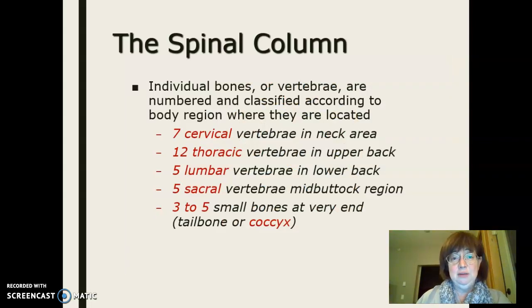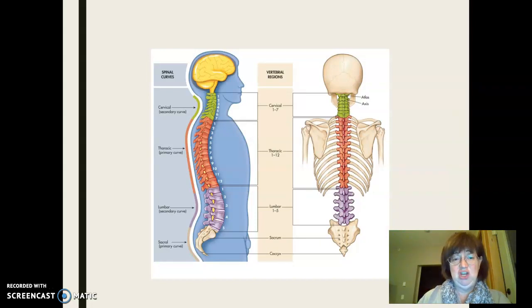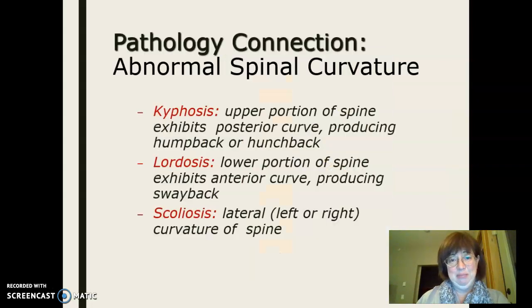Your spinal column, please realize that you have different structures. You've got your cervical, which is the first 7 in your neck, your thoracic, which are 12, and these are the ones that the rib cage is attached to, your lumbar, which is your lower back, and then you have your sacral and your coccyx, which are the ones in your hip bone.